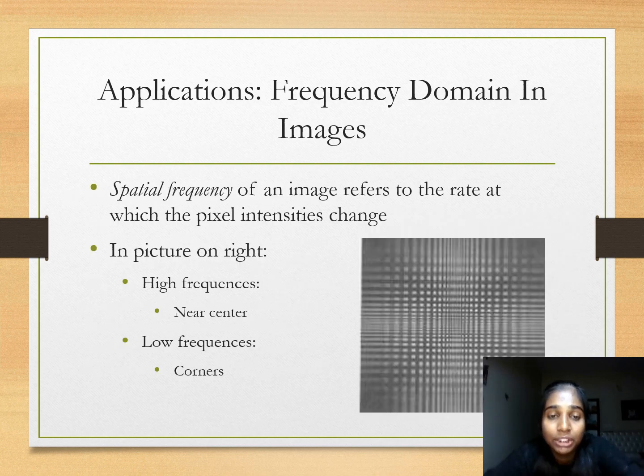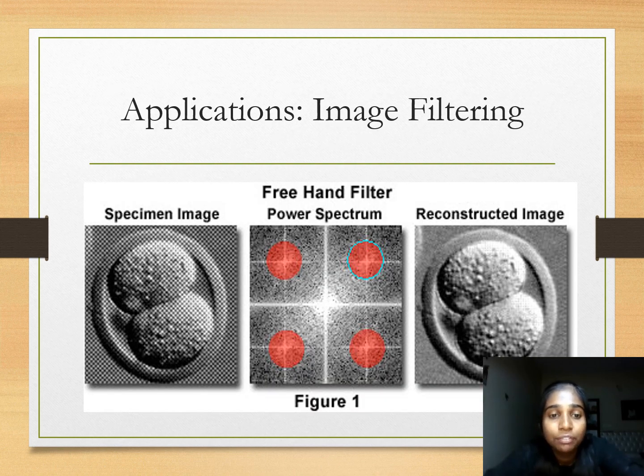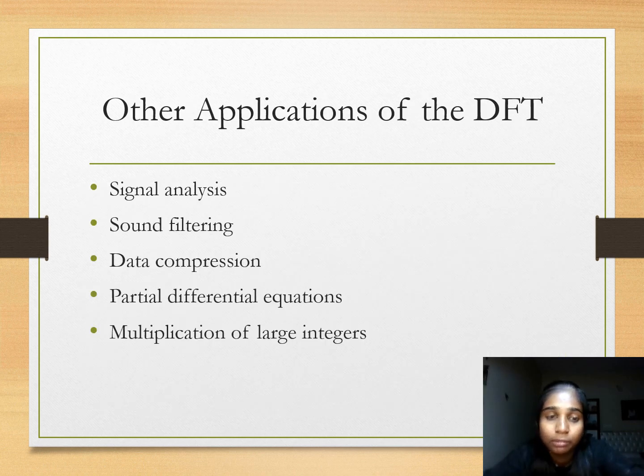There are many applications. The spatial frequency of the image can be represented as the rate at which the pixel intensities change. In the picture shown here, near the center it is high frequency, and at the corners it is low frequency. In image filtering, we can see some of the images obtained by the filters. We can look at the specimen's image, we can see the filter's power spectrum, and we can also see the reconstructed image of the specimen's image.